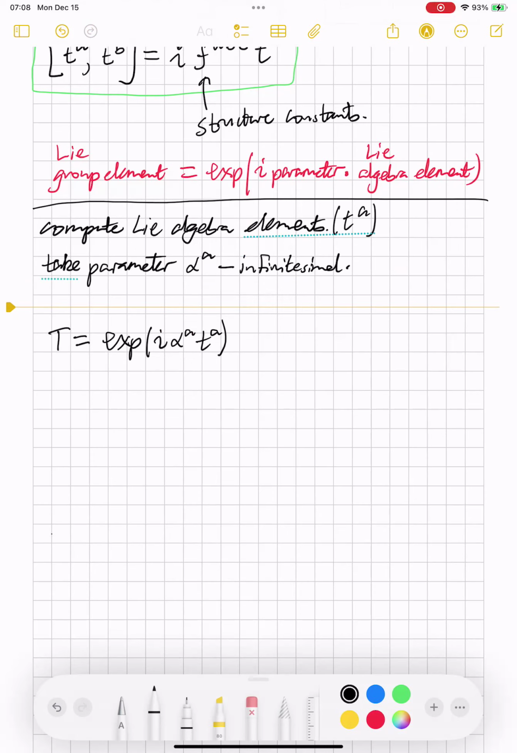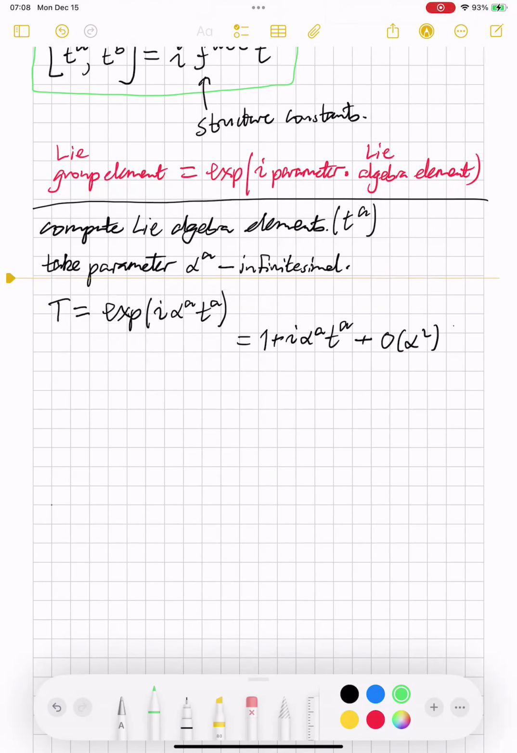And if we let the parameter be infinitesimal, what does that mean? That means that T becomes 1 plus i alpha^A T_A, and then we have order alpha squared. And because it's infinitesimal, we don't worry about the order alpha squared. Okay, so that's what it looks like. So we look at an infinitesimal transformation, a transformation close to the identity.